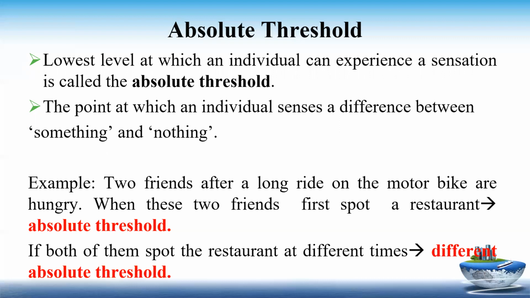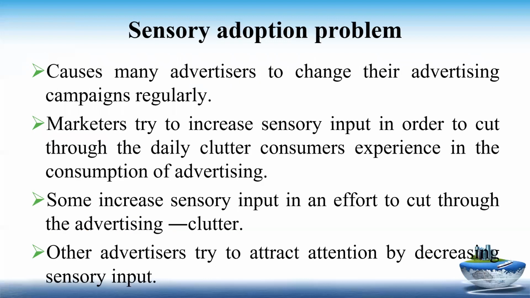So let's understand with an example. Suppose two friends after a long ride on a motorbike are hungry and they are looking for a restaurant. If both of them spot the restaurant at the same time, they have the same absolute threshold. Whereas if they spot the restaurant at different times, they have different absolute thresholds.